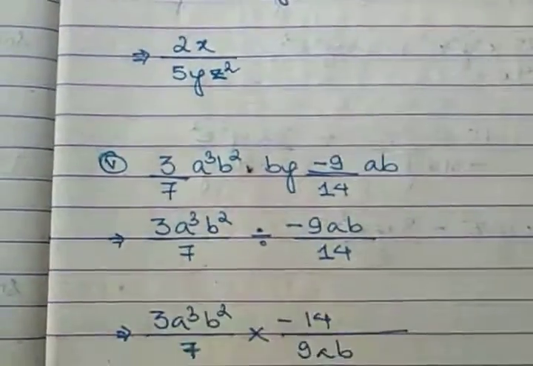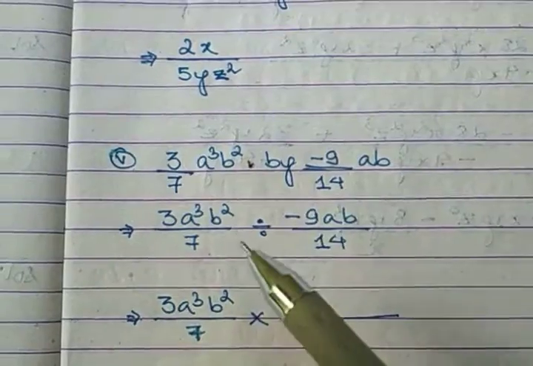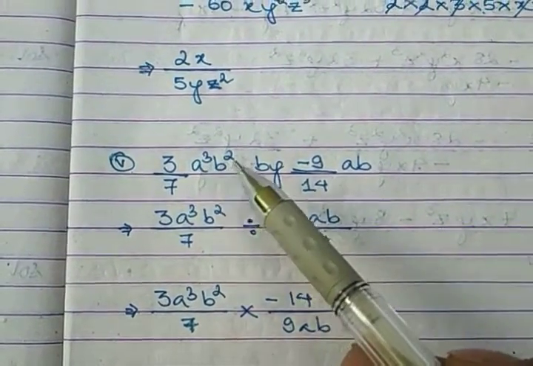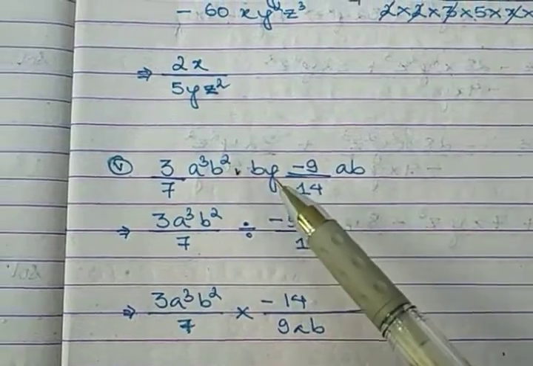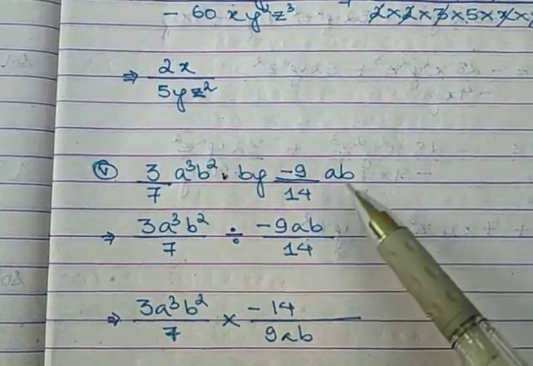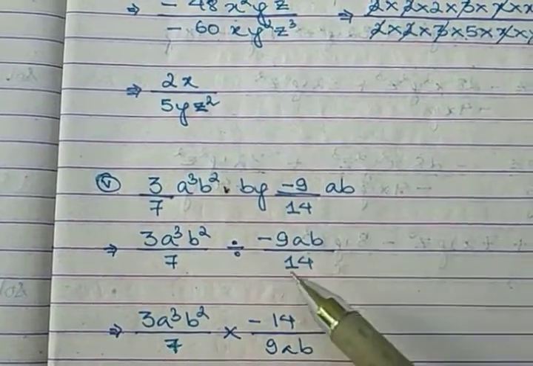And yes, one question I have done for the fractional form as well. For the fractional form, the question was 3 by 7 a cubed b squared. Now remember, this a cubed b squared is in the numerator, by minus 9 by 14 ab. The question is given in this form in your textbook. But this means that these variables are in the numerator.